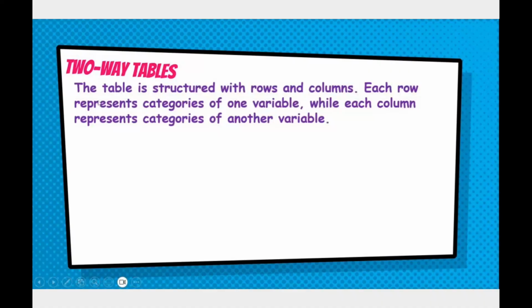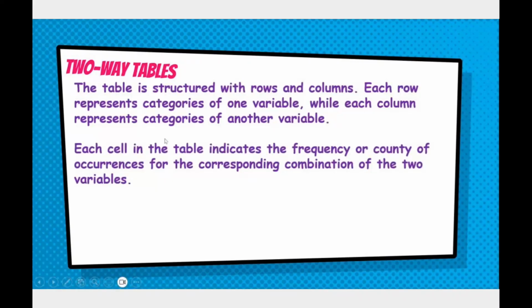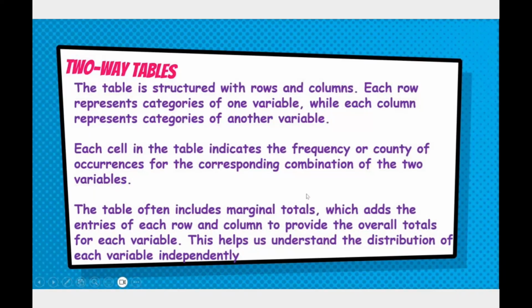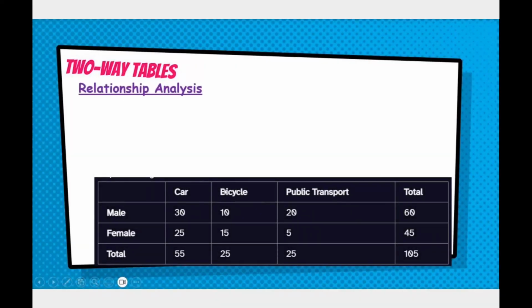So the table is constructed, if you notice, with rows and columns. Each row represents a category of one variable, and each column represents a category of another. Each cell in the table indicates frequencies, or a count of occurrences, for the corresponding combinations of the two variables, and the table often includes marginal totals, which add the entries of each row and column to provide the overall totals for each variable. This helps us understand each one individually.